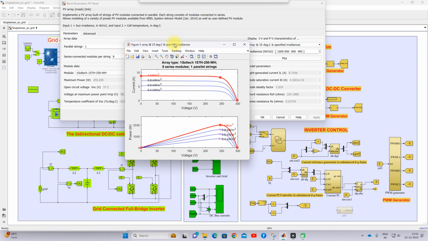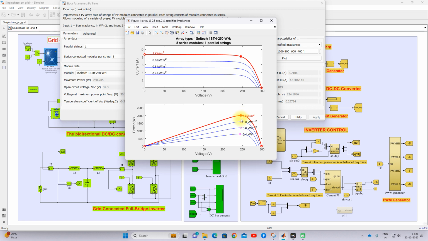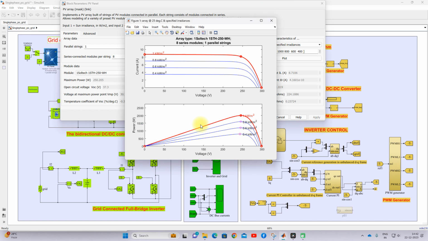When I click that, you will see the IV and PV characteristics of the considered PV array for different irradiation levels. Here you will see this is the peak point. We have to operate the PV array at this point, so that only then can we get the maximum power from the PV. If we operate the PV array at this point or this point, you will get only the minimum power, not the maximum power, for the different irradiation conditions. So we must extract this point, or we need to operate the PV at this point only.